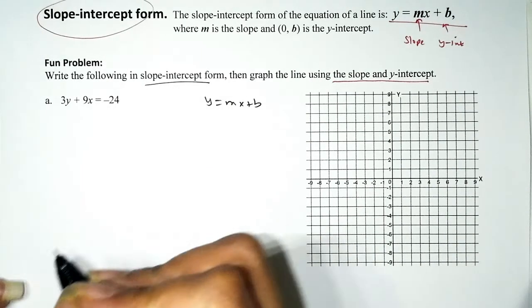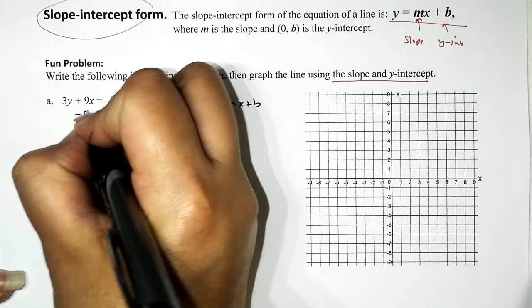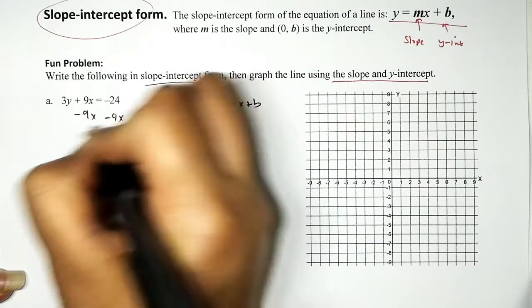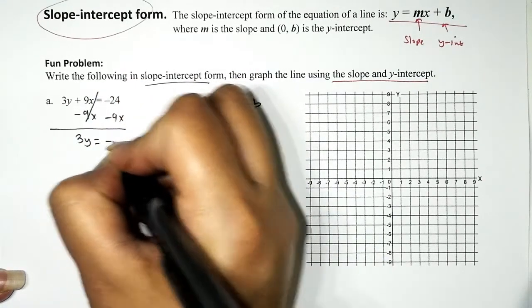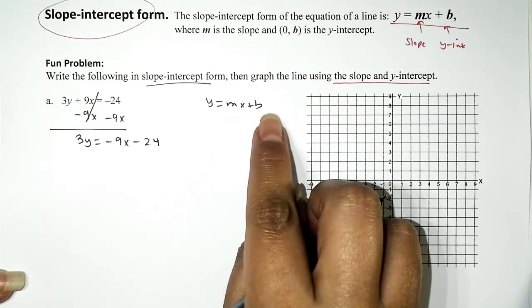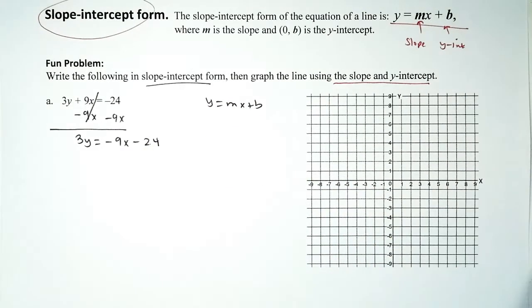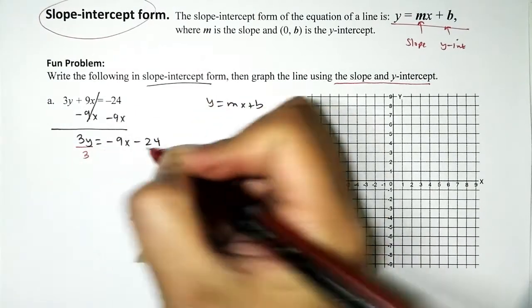So if you want to solve for y, whatever is not with the y has to go. Let's go ahead and subtract 9x from both sides. And that will leave us with 3y equals x term followed by constant term. Y equals mx plus b, so we have to put the x first. To finish it off, to get rid of the times 3, let's divide both sides by 3.